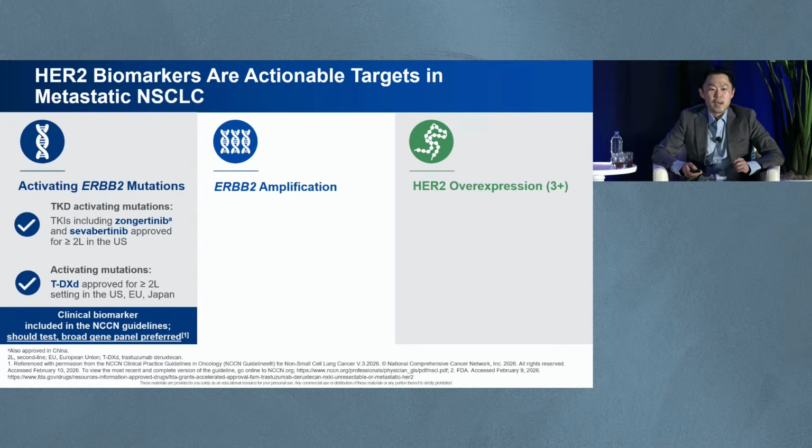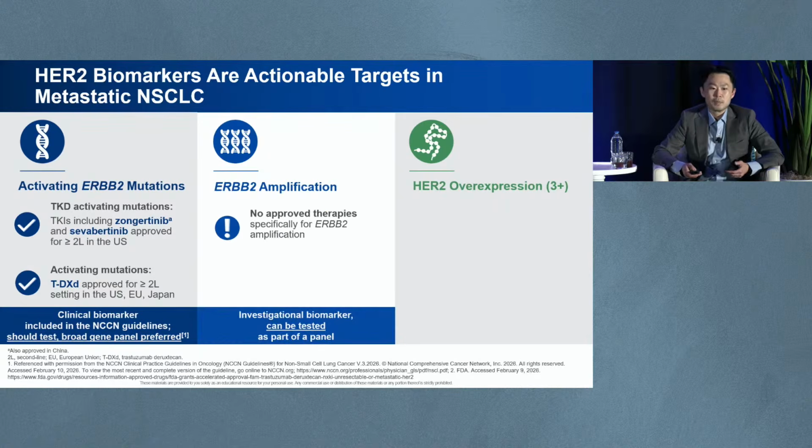And so starting off with activating HER2 mutations, now we have 2 TKIs, zongertinib and sevabertinib, that are approved in the second-line setting for patients specifically with TKD activating mutations. And then we also have TDXd that is approved in the second-line setting as well, with a little bit of a broader indication label, which is all activating mutations. And so these mutations are now a clinical-grade biomarker that's included in the NCCN guidelines and should be tested, preferably using a broad panel. HER2 amplification still has no approved therapy, so this remains investigational.